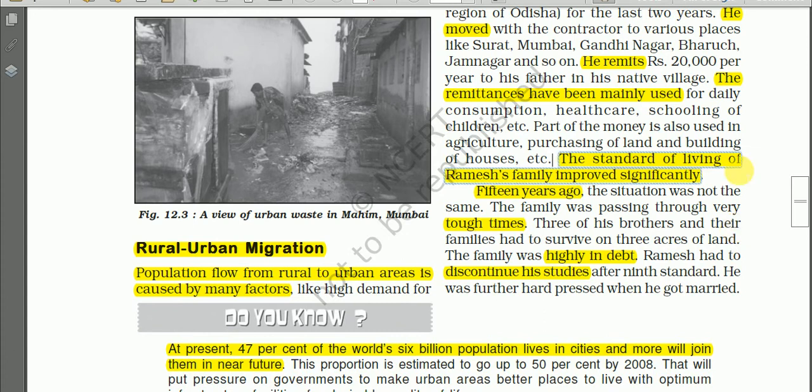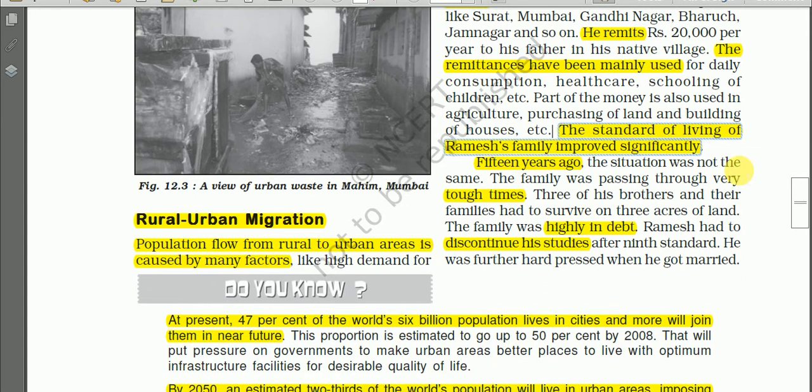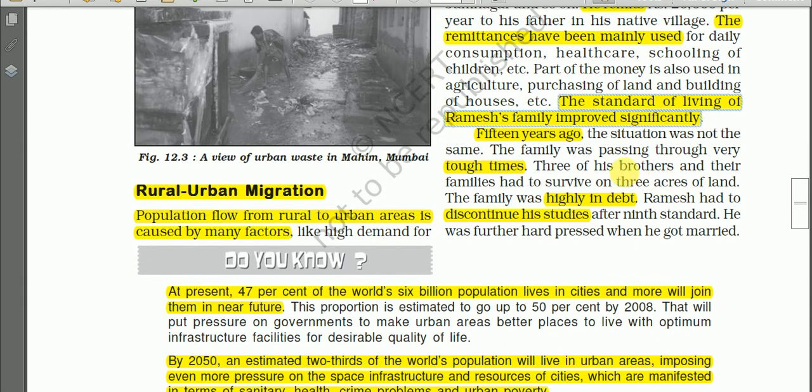That means cities provide more opportunities than the villages. So 15 years ago, the situation was not the same.